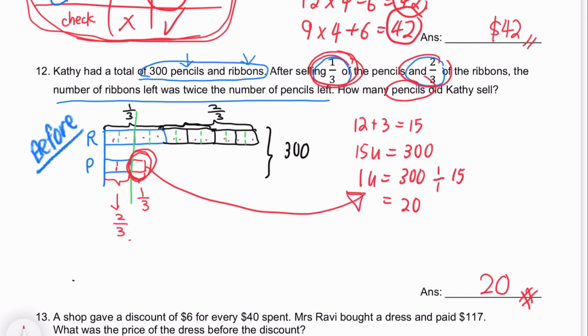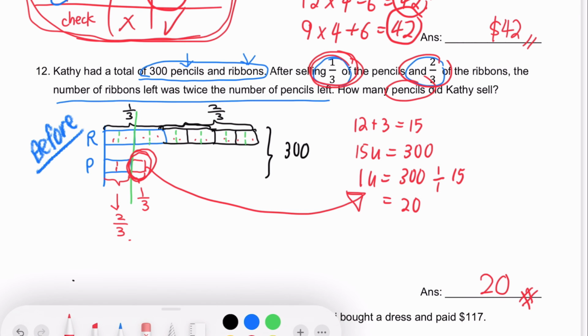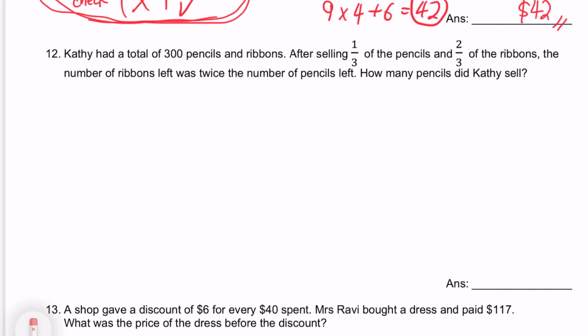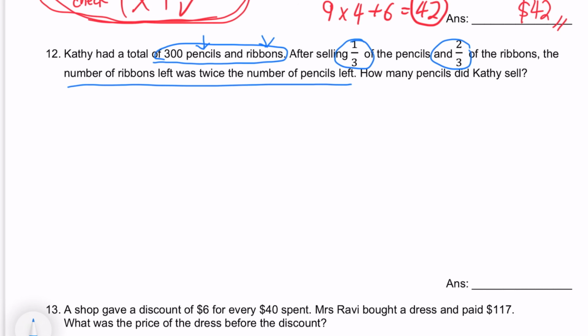I think I recall asking the class to change this 300 to 324, right? But I think it's a mistake. It's a typo error. So 300 is the correct value that you should be using to solve this question. So sorry about that. Kathy had a total of 300 pencils and ribbons. We do not know exactly how many pencils or how many ribbons in each case. But what we know is, after selling 1/3 of the pencils and 2/3 of the ribbons, the number of ribbons left was twice the number of pencils left.